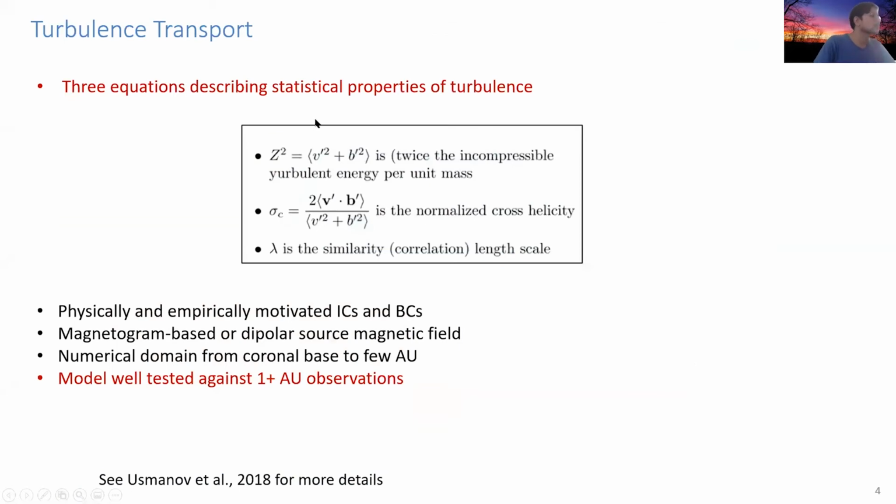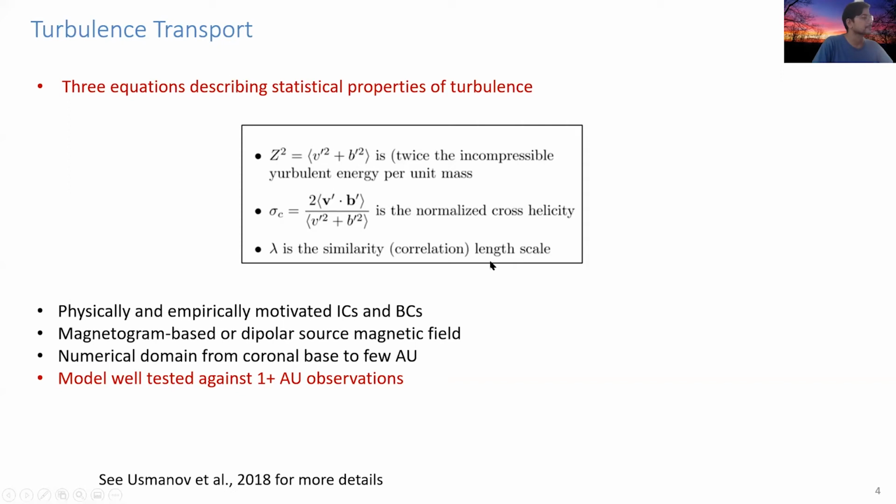I do want to describe the statistical descriptors of turbulence that we have in our model. First we have the turbulence energy, Z squared, which is the sum of the average kinetic and magnetic fluctuation energy. Then we have sigma C, the cross helicity. It's the correlation between the velocity and magnetic fluctuations, and it describes the Alfvénicity of the turbulence. And finally, we have lambda, the correlation scale, which can be associated with the largest turbulent structures in the system.